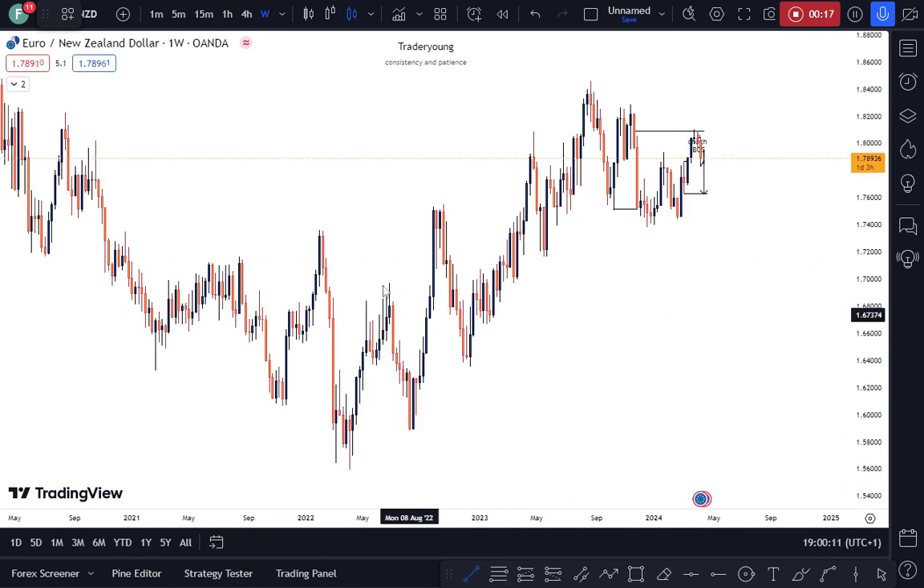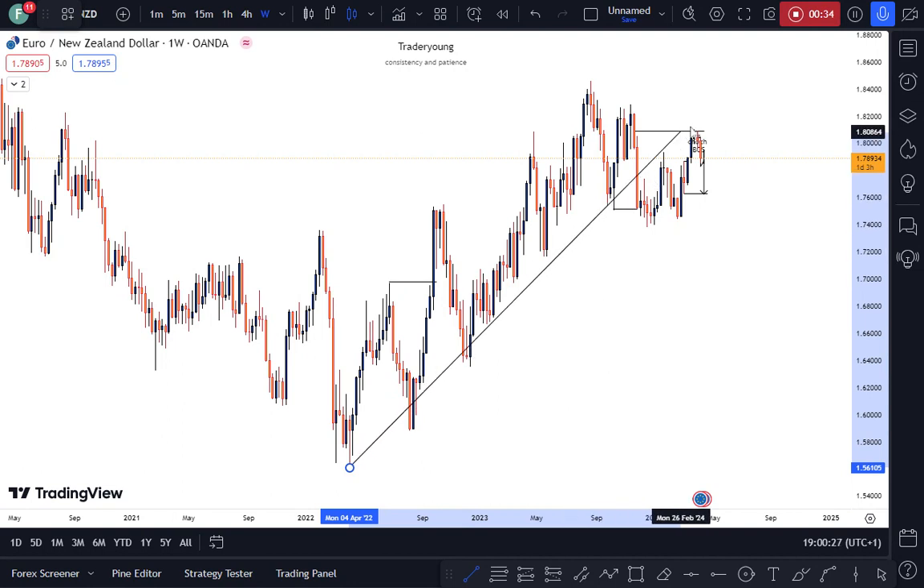You can see the last time we had a change of character was at this point, on the weekly time frame. So we've been practically bullish all this while. We draw a trend line. For those who know how to use a trend line, you can see we've practically been bullish all this while.